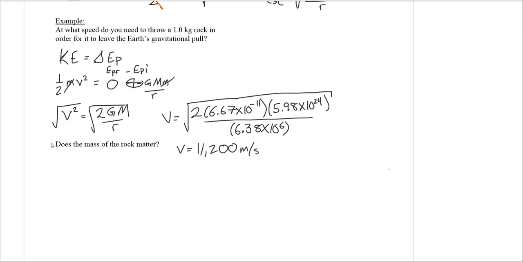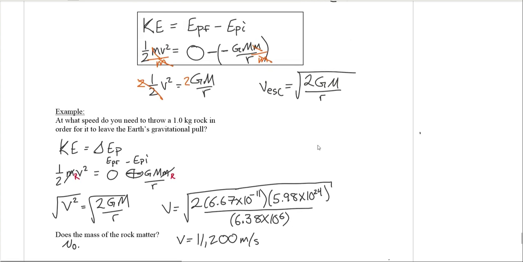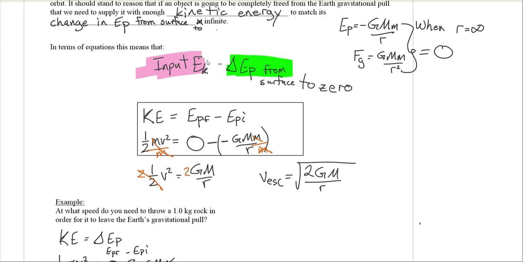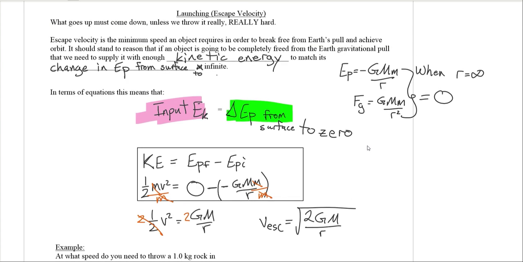Well, last little question here is, does the mass of the rock matter? Well, what we see here is that the mass of the rock totally canceled out. The answer is no, the mass of the rock doesn't matter. This escape velocity is entirely independent of the mass of the object that you're flinging. The only mass that's relevant is the mass of the gravitational source. That's it for our special case of gravity, finding the escape velocity. All we have to do is consider our kinetic energy versus work, and that's all.